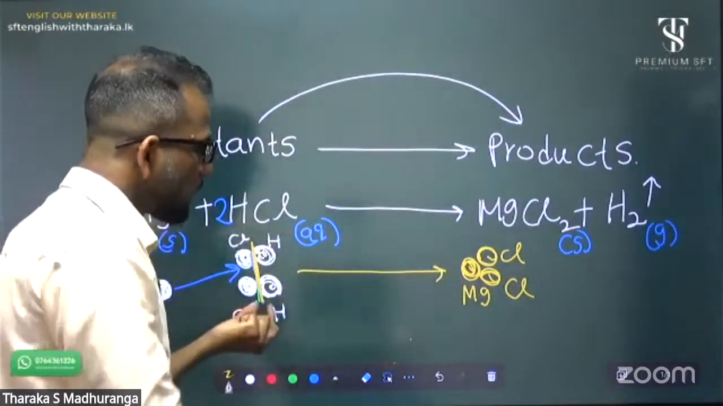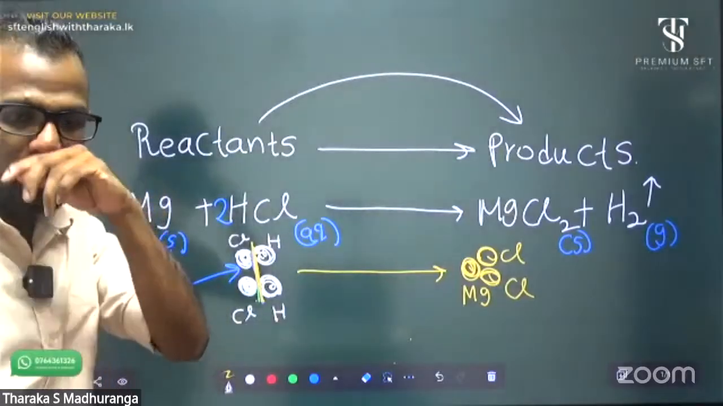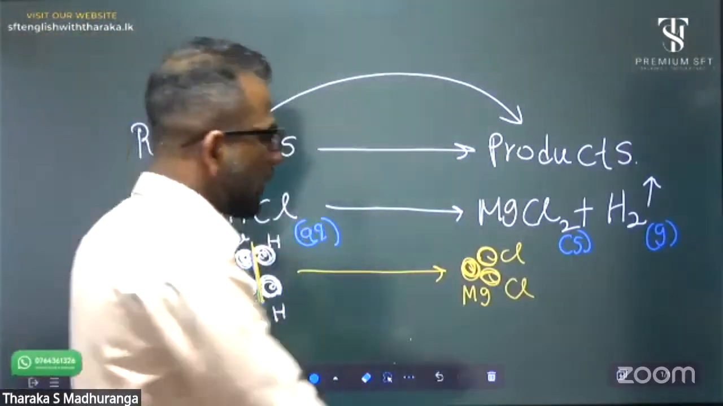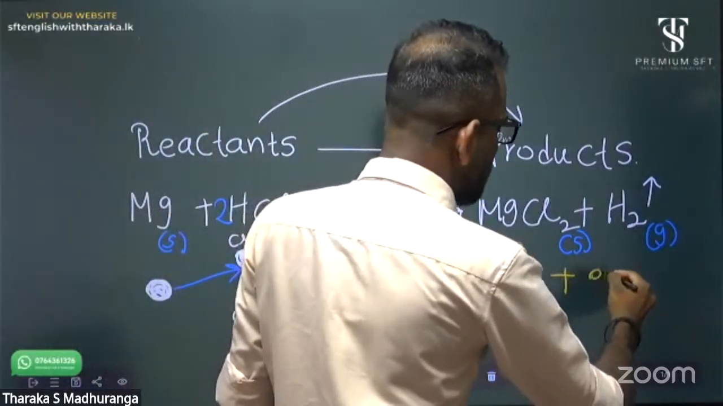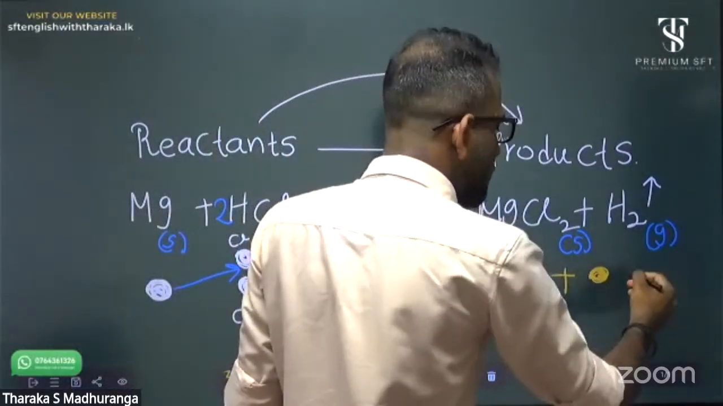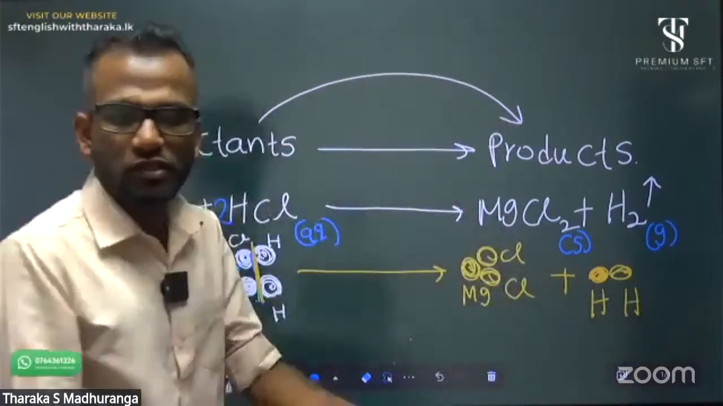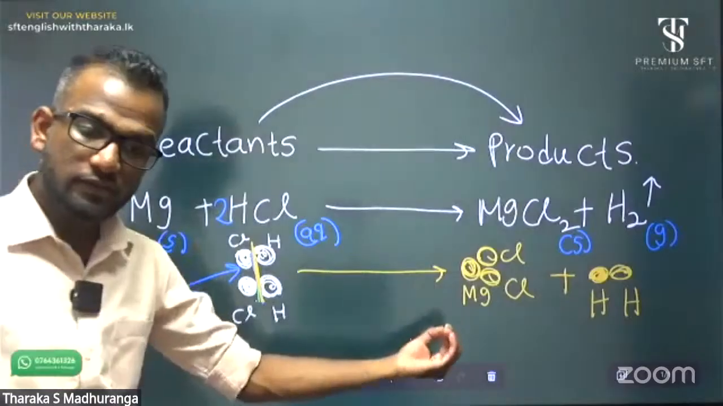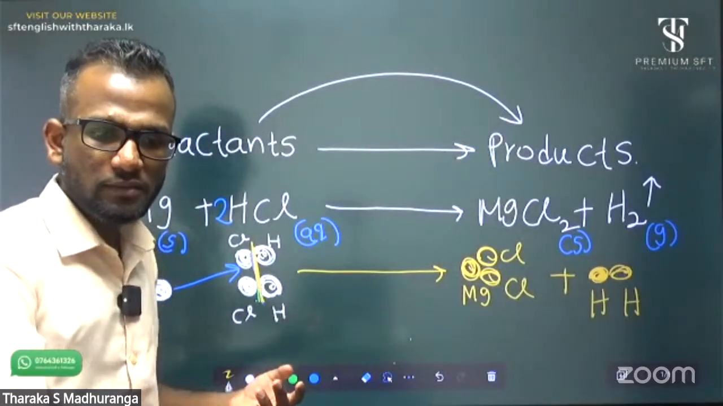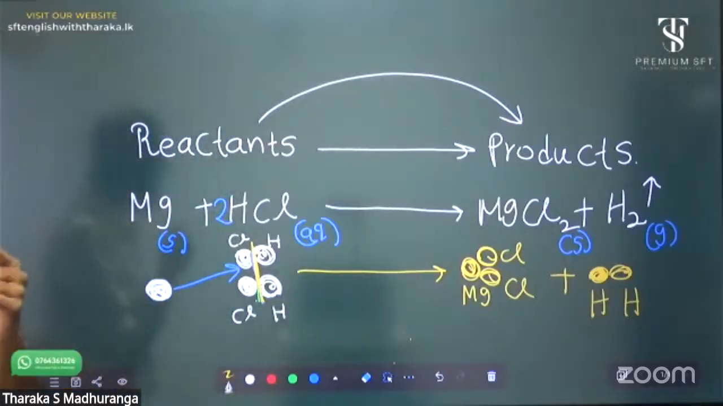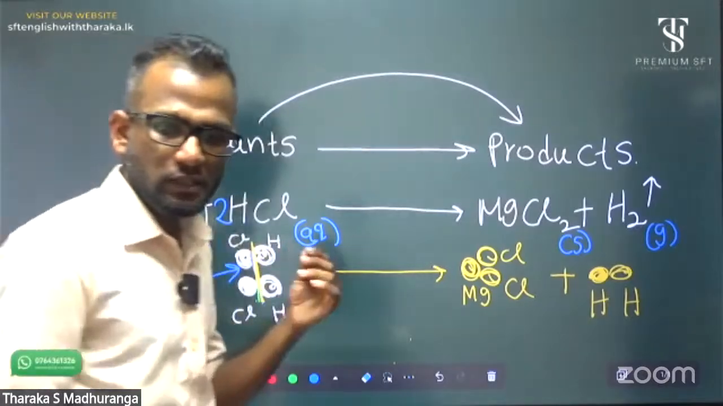Both of them make a bond. That's called MgCl2. It's a new compound. This is a product. And both hydrogen molecules replace this place, and the hydrogens are H2. It's a gas. Okay, now I think you have a full idea, right? Clear?